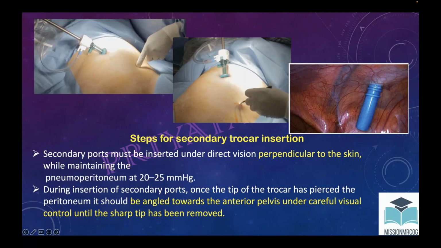So you can see that this is the camera, and the surgeon is looking at it from inside, and then they are making the incision. Okay, so they are inserting the secondary port under direct vision. And yes, it has to be under high pressure, which we already achieved. Now after the port is inserted, it is angled toward the pelvis. Once you visualize the tip, you have to angle it towards the pelvis until the sharp tip has been removed, because there could be injury.